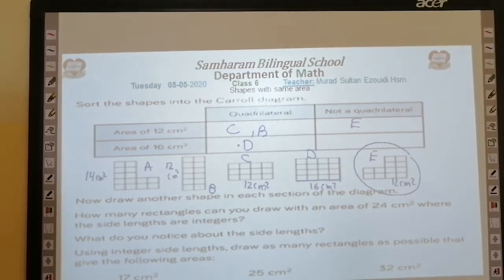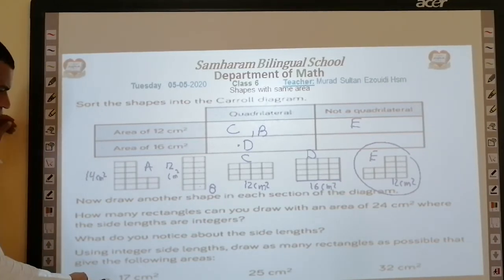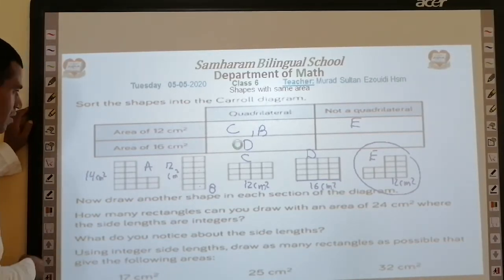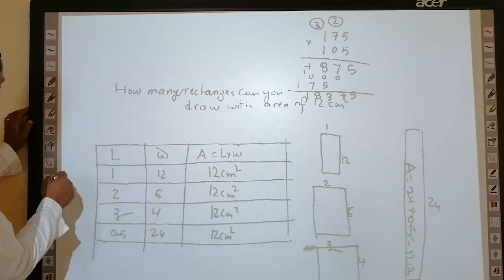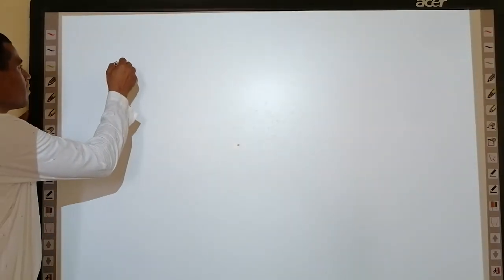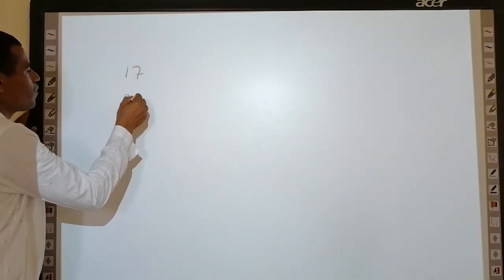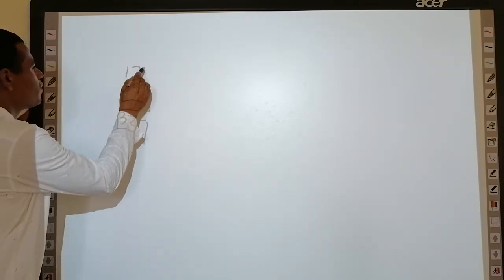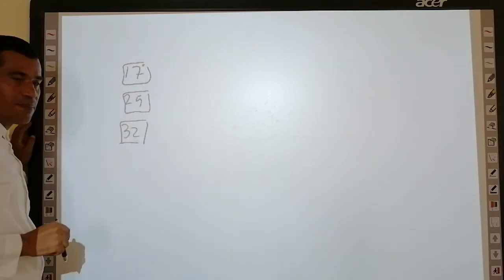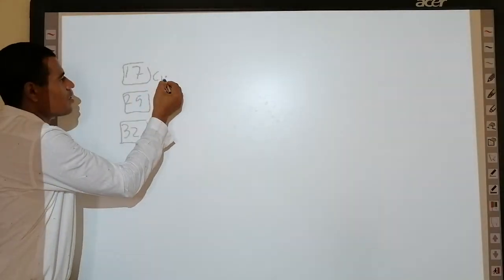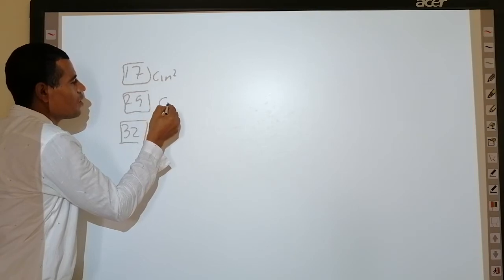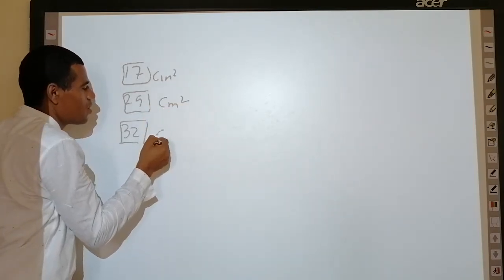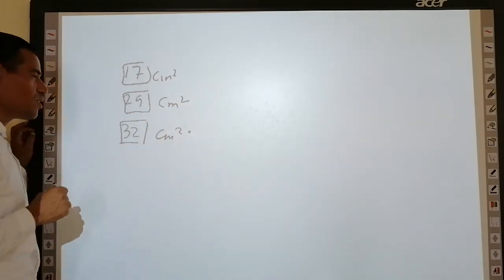Using integer side lengths, let's draw as many rectangles as possible for the given areas. Here it's very easy: 17, 25, 32. Here we have an area of 3 different shapes. This is 17 centimeters squared, 25 centimeters squared, and 32 centimeters squared.